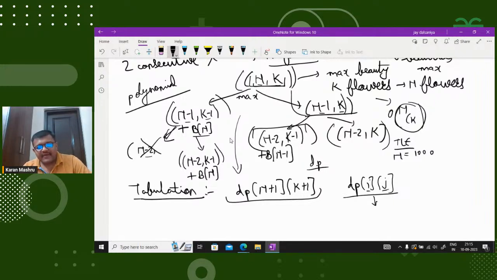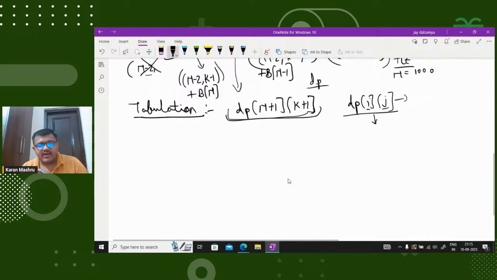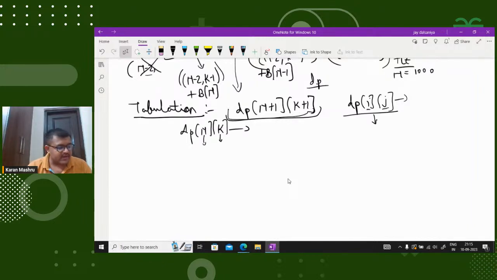Like dp of i j will basically denote the maximum beauty which we get when we pluck j number of flowers using the first i number of flowers. So this is how we get this table. Now we need to fill this table and finally we will return dp of n and k, which will denote the maximum beauty which we can get if we want to pluck k number of flowers using the first n number of flowers. Okay, so we will return it.